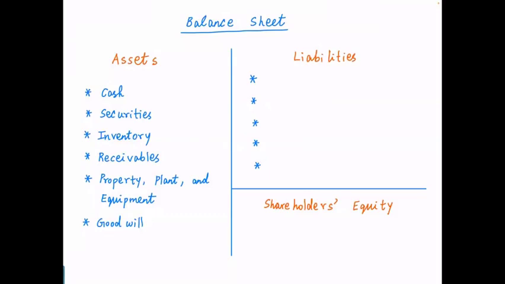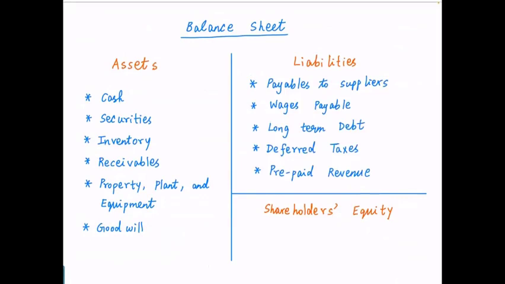It's not cash because I don't have the $100 in cash, but it's $100 in receivables, and that is an asset on the balance sheet. Okay, so what are some common liabilities? You have suppliers, you have wages payable, you have long-term debt, you have deferred taxes, prepaid revenue. All these things are liabilities on the balance sheet.